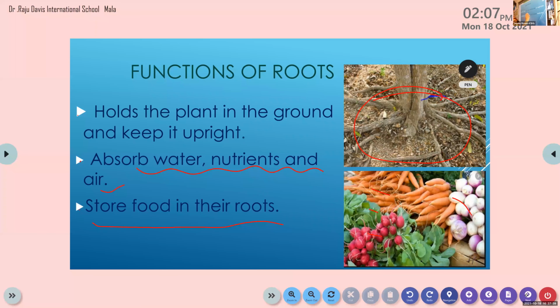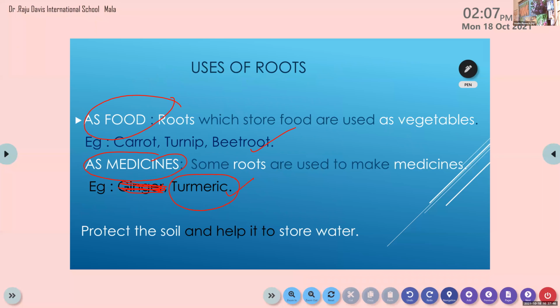Got it? Store food in their roots, absorb water and nutrients, hold the plant in the ground. That is the functions. Then uses also we told. Next one. Yeah, different pictures. Can you see that one? The roots which we can use as vegetables in our food. Next one.